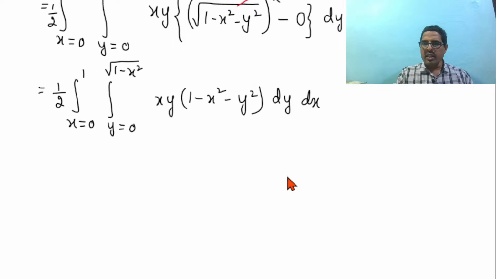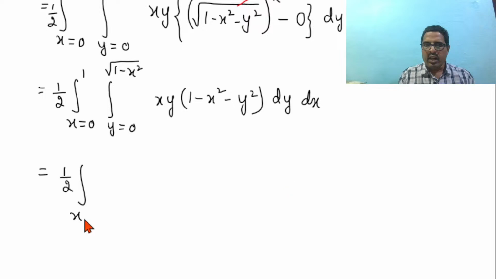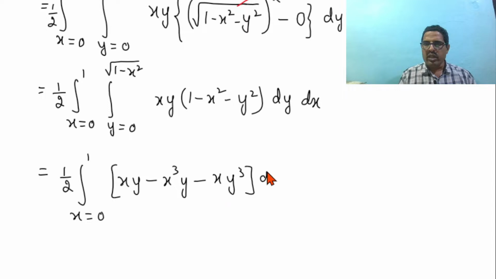Let me multiply this xy inside, which will be nothing but 1 by 2 times the integral x equals 0 to 1. So xy into 1 will be xy, minus xy multiplied with x square. So x into x square will become x cube times y, again minus x as it is, xy multiplied, y into y square will give you y cube, times dy dx. You have the integral of y equals 0 to root of 1 minus x square.